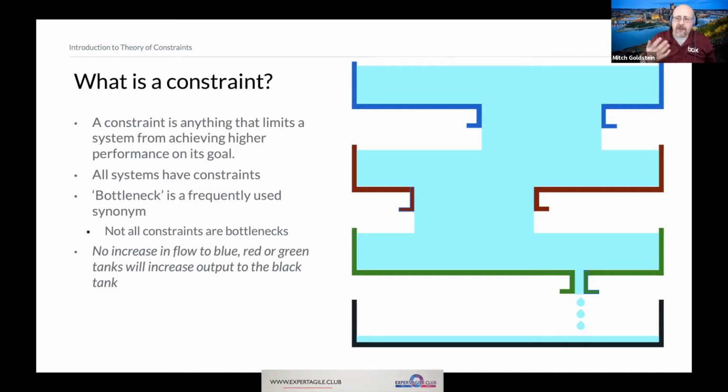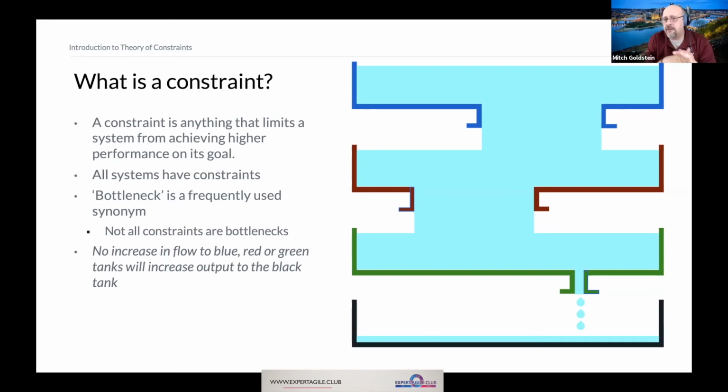And the purpose of this diagram is to show you the basic elemental thinking about what a constraint is, okay? And what we know is that no matter how much water we pour into either the blue tank or the red tank or the green tank, no matter how much we control the flow between the blue and the red and between the red and the green, it will not increase the system's performance. The system's performance is constrained or limited by the element of the system that has the lowest throughput. And that's what a constraint is.